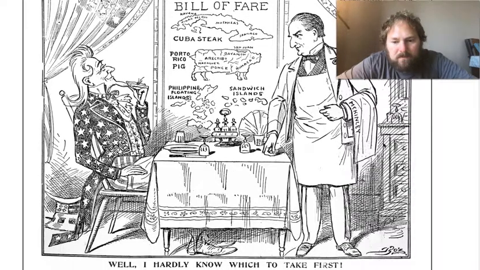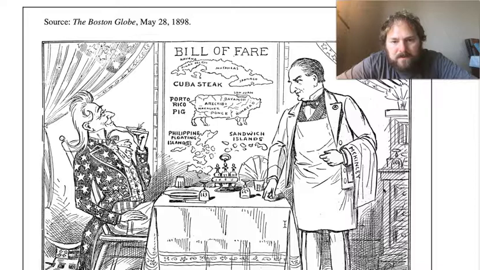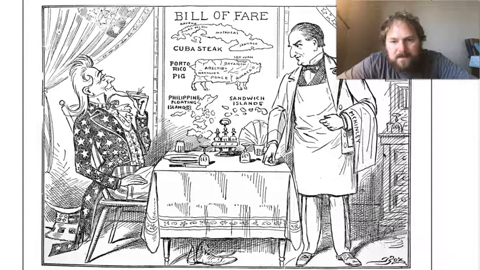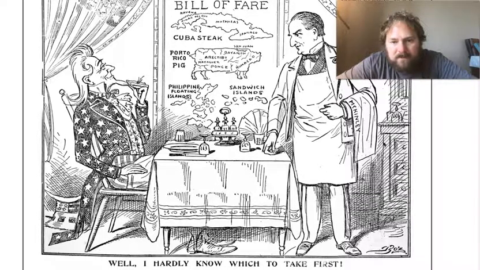Okay, you can see the date here, 1898. It says bill of fare, and it's like a menu. And this is Uncle Sam at a restaurant, and you can see right here it says McKinley. This is President William McKinley.